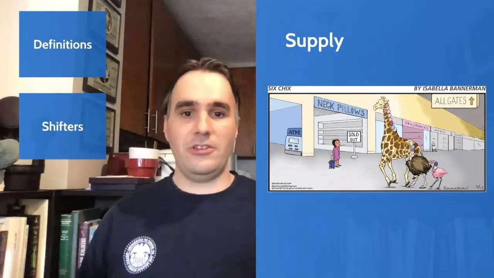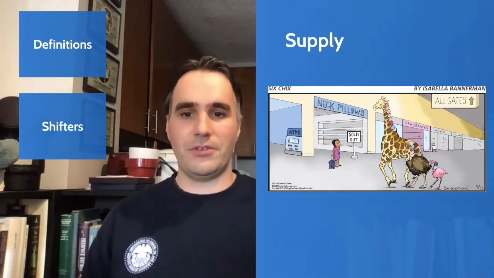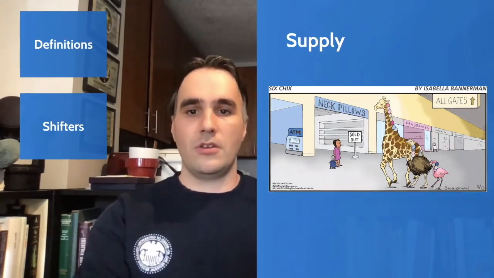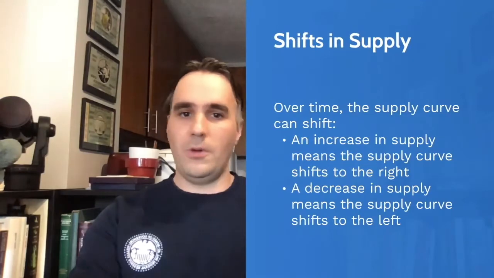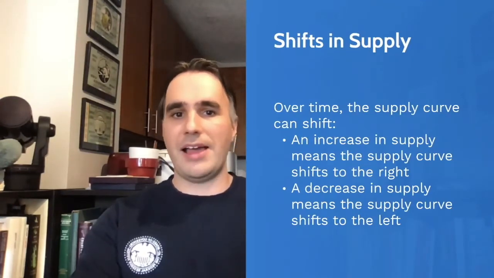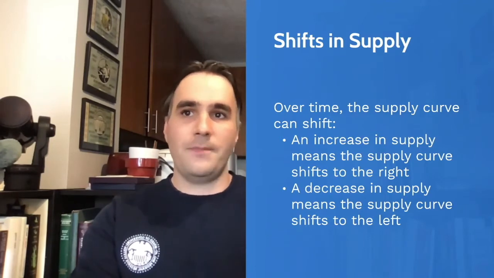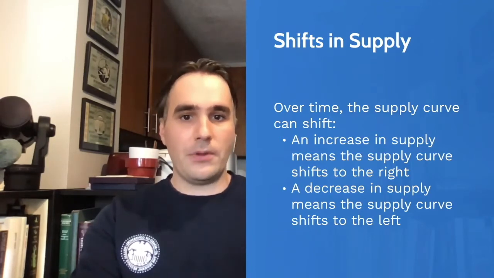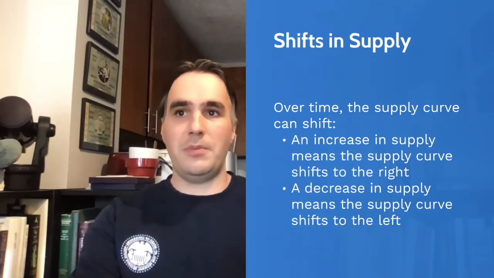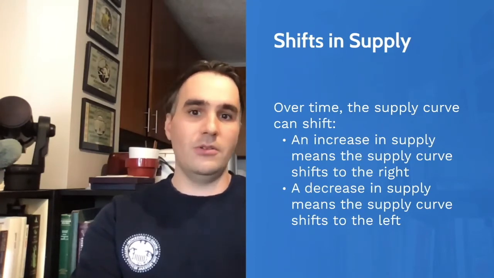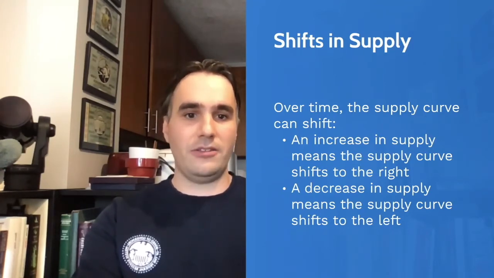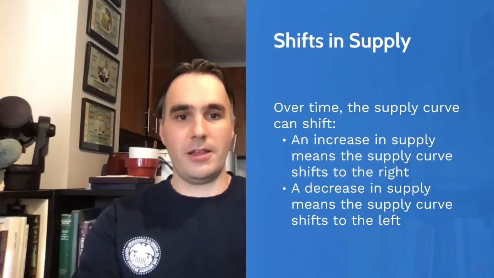What we also have to do is think about the shifters of supply. Once again, just like demand, over time the supply curve is going to shift. What could change about a firm? For instance, the price of labor could go up. Another thing could be that a bunch of firms close, and all of a sudden there are fewer suppliers in the ice cream market or whatever market.